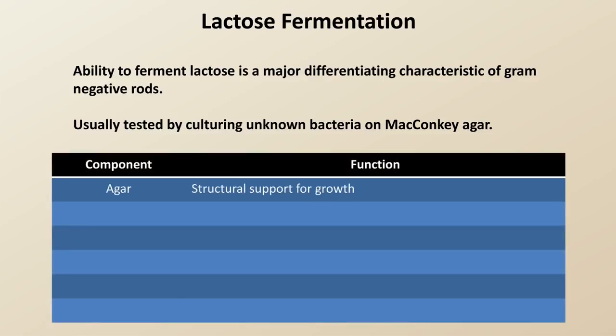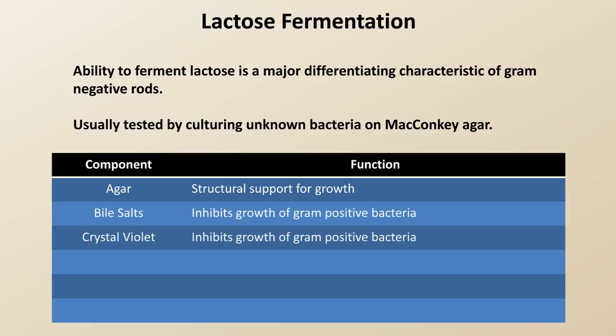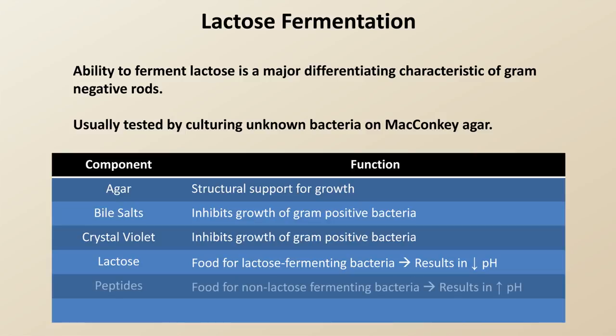First is the agar, which provides structural support for bacterial growth. There are bile salts and crystal violet, both of which inhibit the growth of gram-positive bacteria. Lactose is present, which can be used as food for lactose fermenting bacteria. This results in acidic byproducts and a decrease in the pH of the agar. Peptides are present, which are used as food for the non-lactose fermenting bacteria. The ammonia that is the metabolic byproduct results in an increase in pH. Finally, there is a dye called neutral red, which changes to a red color at lower pH.